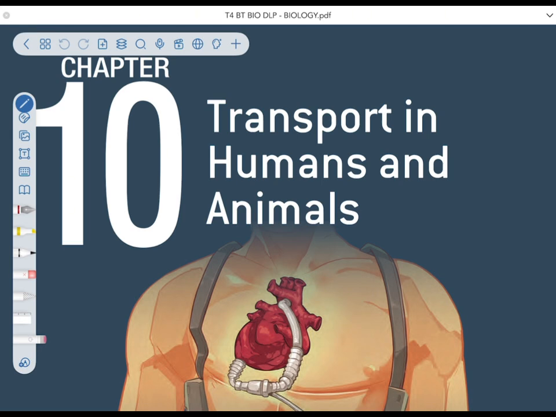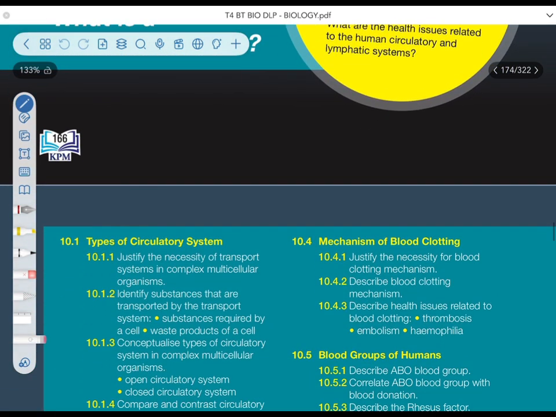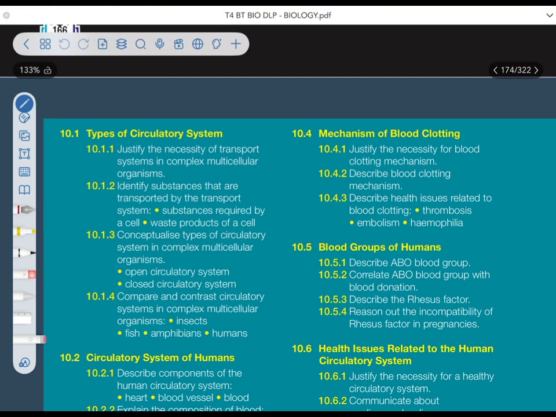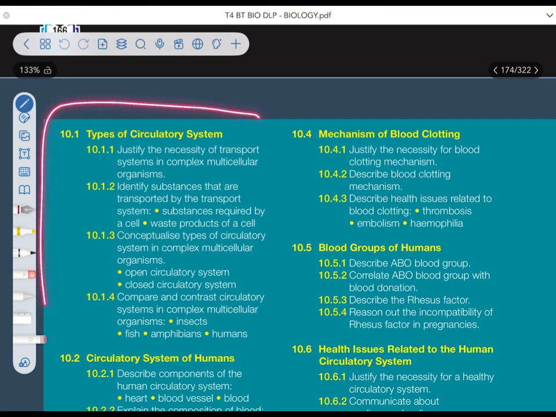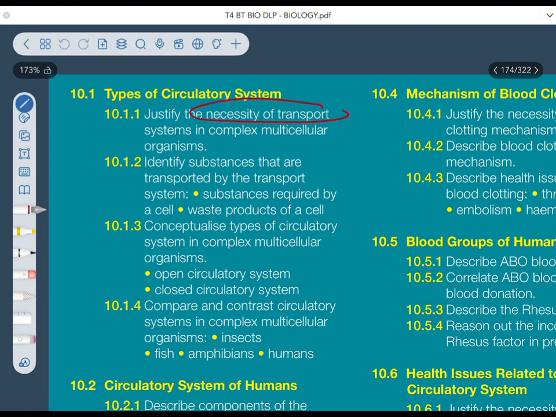Not only are we going to study the transport system in humans, but we also need to study the transport system in animals such as the fish, insects, amphibians, and so on. So let's go through the chapter content one by one. In this video I will first focus on chapter 10.1, which is the types of circulatory system.